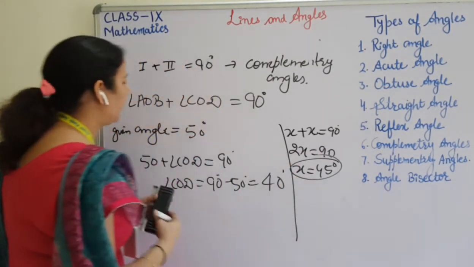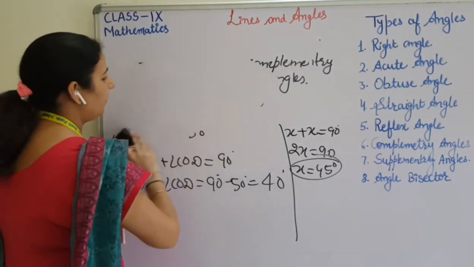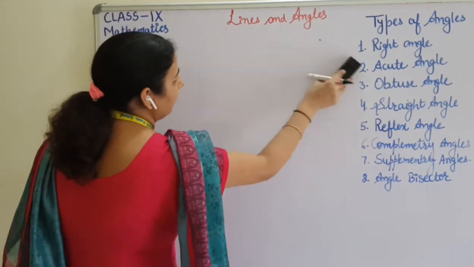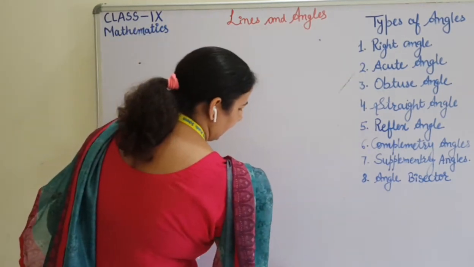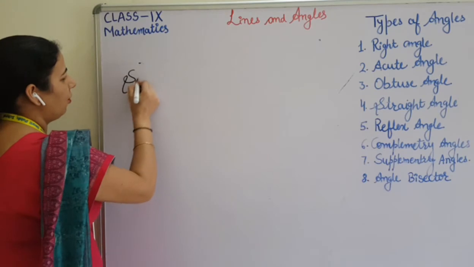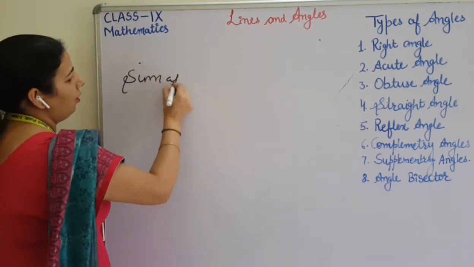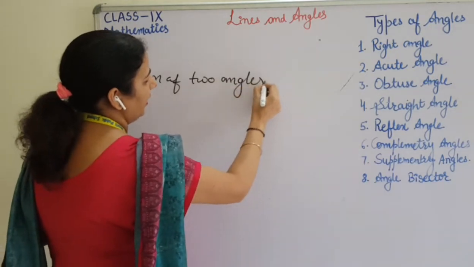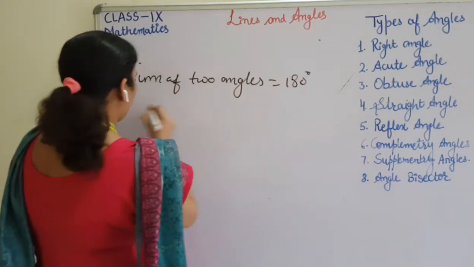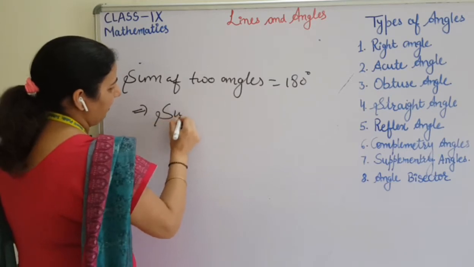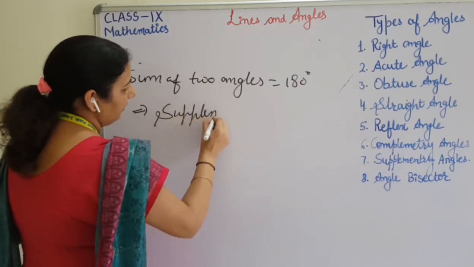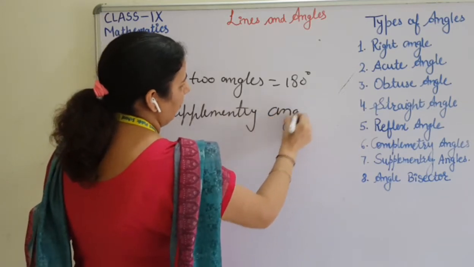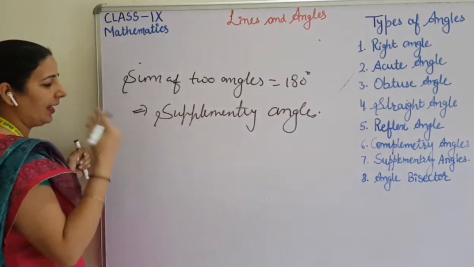Now the next topic is supplementary angle. Supplementary angle means when we are having two angles and their sum turns to 180 degree. If the sum of two angles is equal to 180 degree, then they are known as supplementary angles. Fine. Now, how will we calculate the other supplement angle?